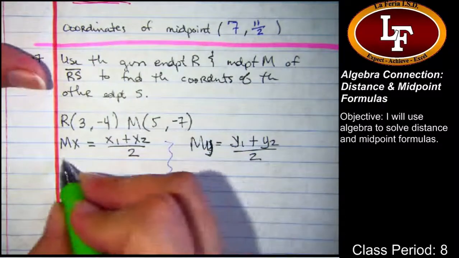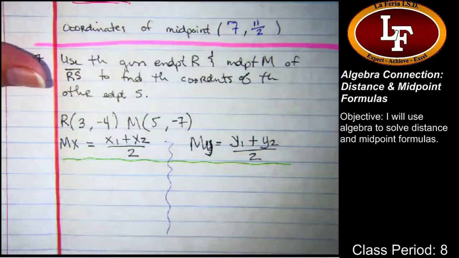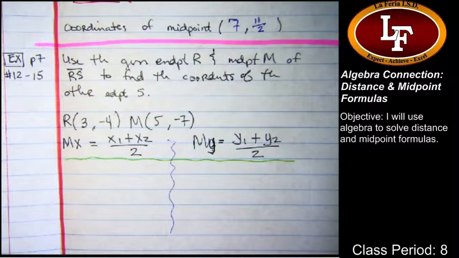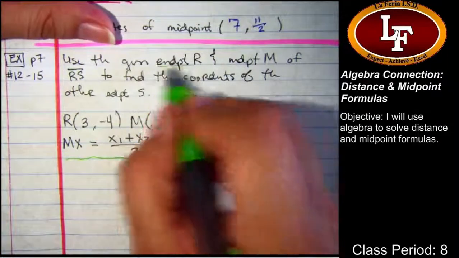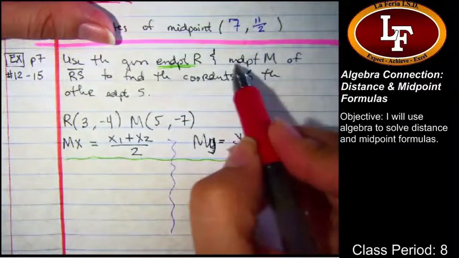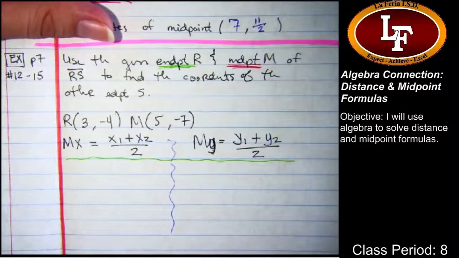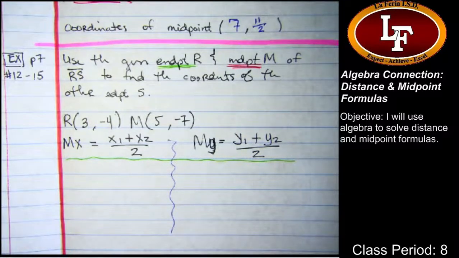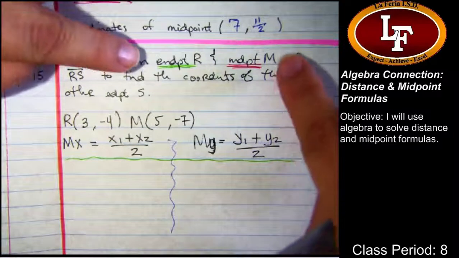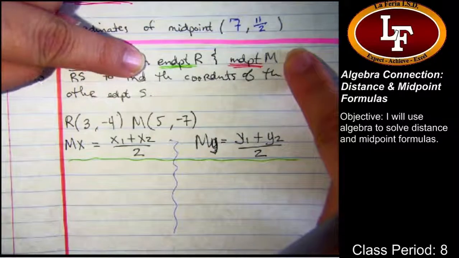All right. Now there's a difference between how we use the formula now and how we used the formula before. And that's because we were given an endpoint and a midpoint. Before we were given 2 endpoints. Now we're given 1 endpoint and 1 midpoint. Which point is the midpoint, R or M? Look back at the directions. Which one says endpoint? Midpoint.